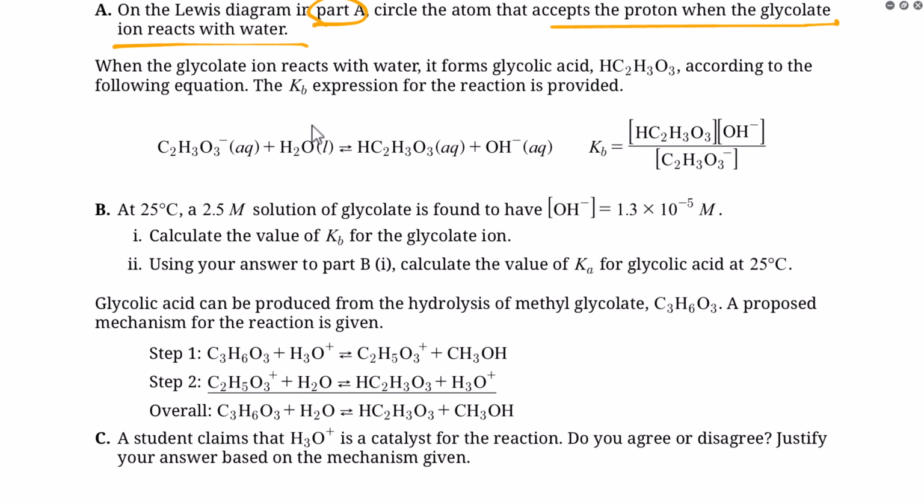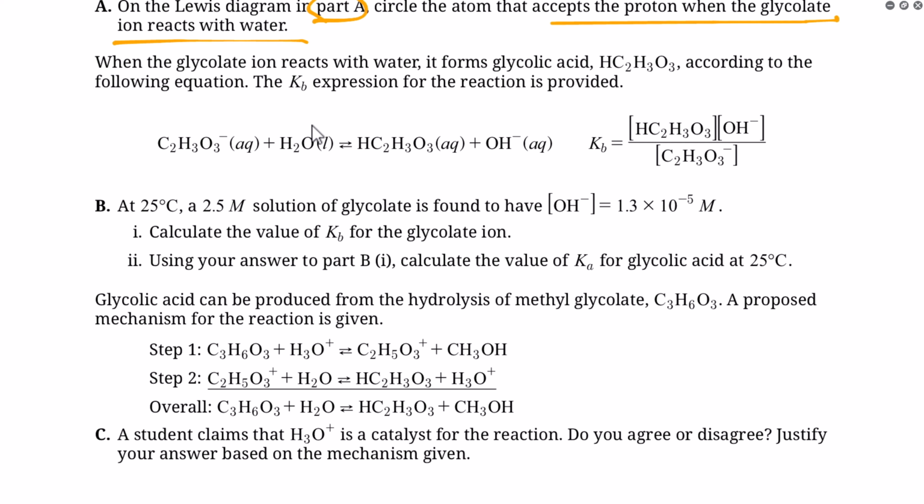Move down here. It says when the glycolate ion reacts with water, it forms glycolic acid in the following expression. And the Kb expression is provided, which is great. So the first thing it asks us to do is, at 25 degrees Celsius, a 2.5 molar solution produces an OH minus of 1.3 times 10 to the negative fifth. And it asks us to calculate Kb.